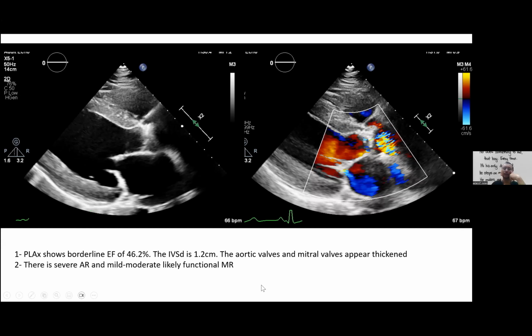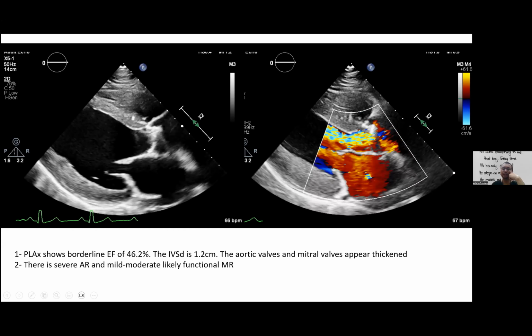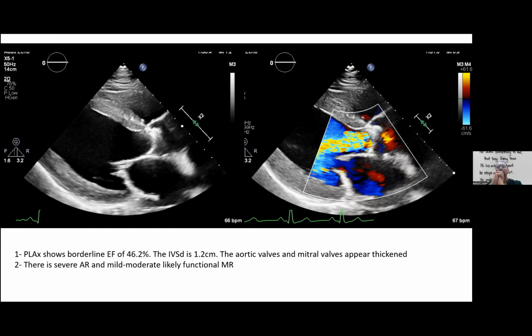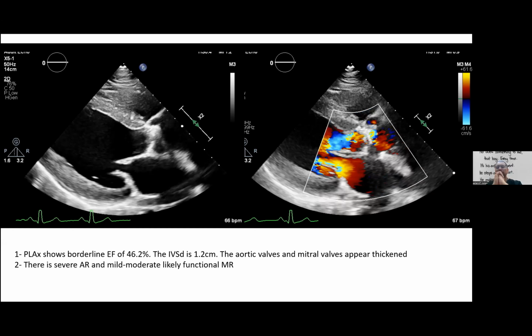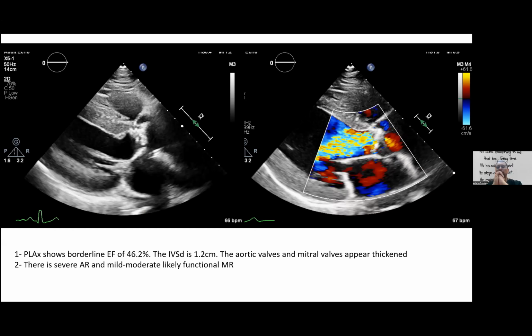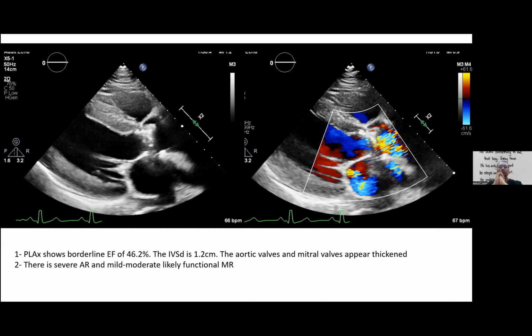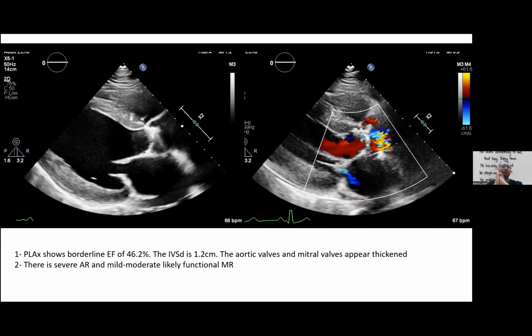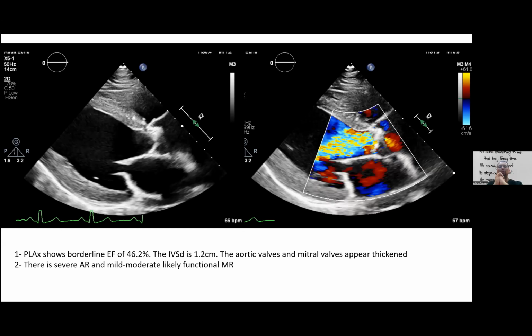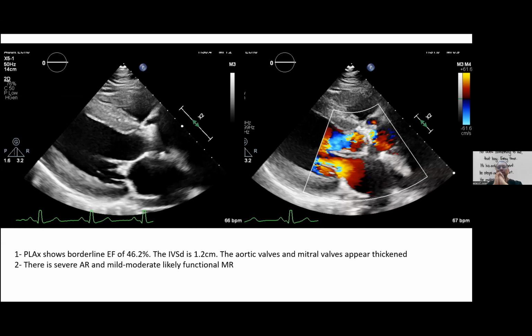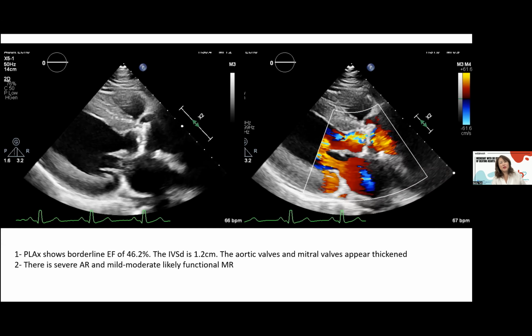All right. So whenever you have obstruction in series, in which you have an obstruction in the LVOT and an obstruction in the aortic valve, it is very difficult to do a continuity equation and to calculate the aortic valve area. So in this situation, normally I will do planimetry to look at the aortic valve area rather than using a continuity equation. I see. Okay, thank you.